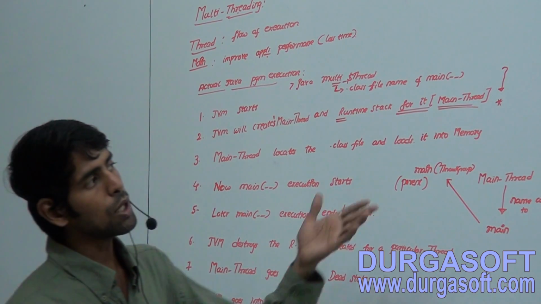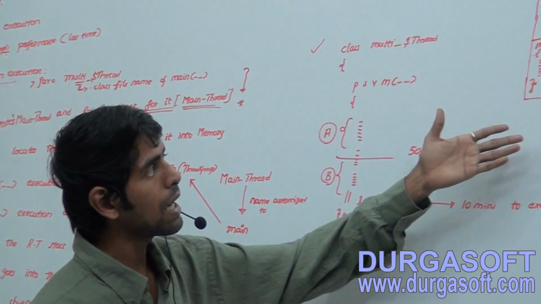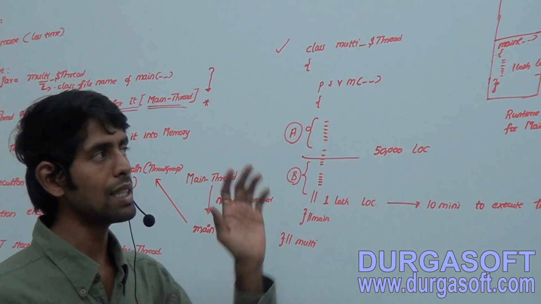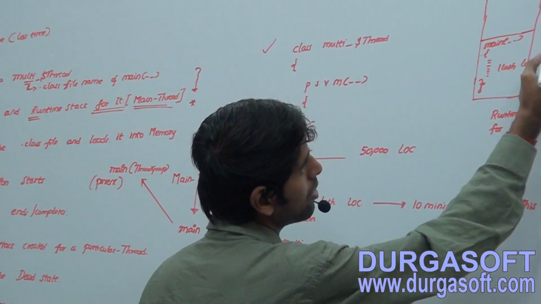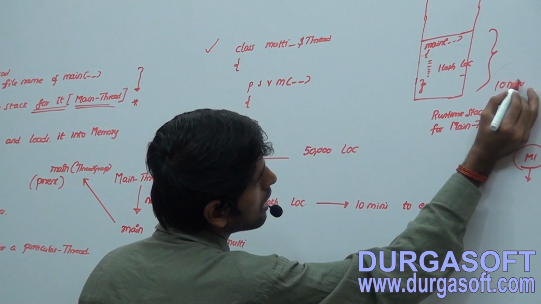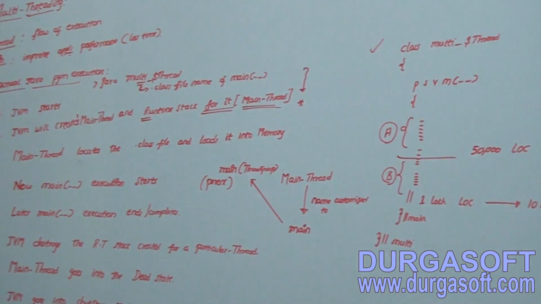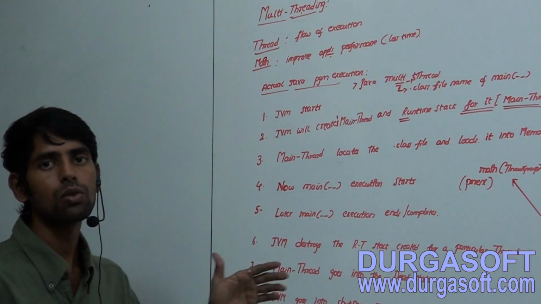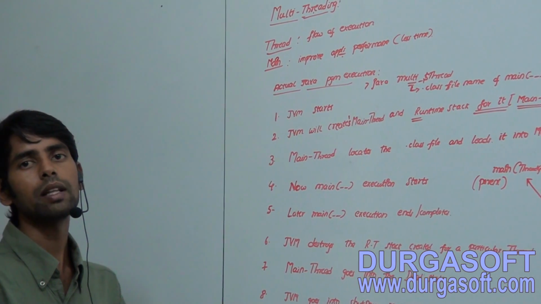So now it has been loaded and now it has been executed by our main thread. Okay, how much time is it taking? 10 minutes. Okay, but I want to reduce the time. Now, 10 minutes was there, but put it aside. Now what is going to happen after completing the main method execution?